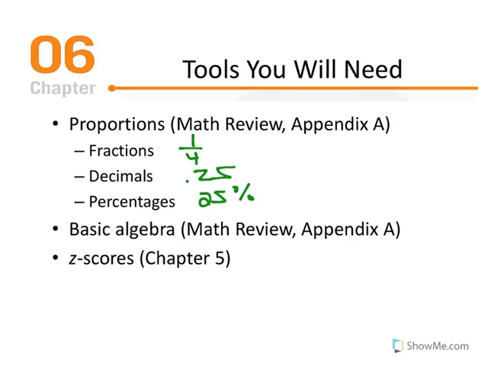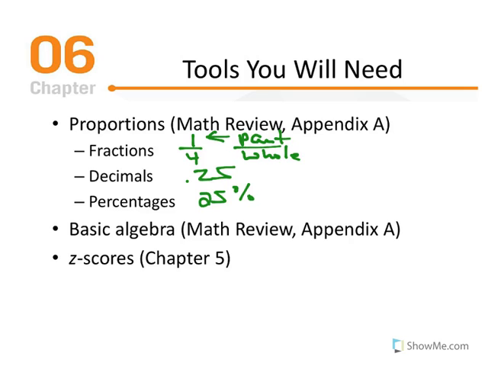So we'll have to understand how we produce a fraction. Essentially, it's the part over the whole. And again, recognizing that we simply translate that into a decimal by taking the numerator and dividing by the denominator. And then we can multiply that decimal by 100 to express it as a percentage. We'll also need basic algebra skills.